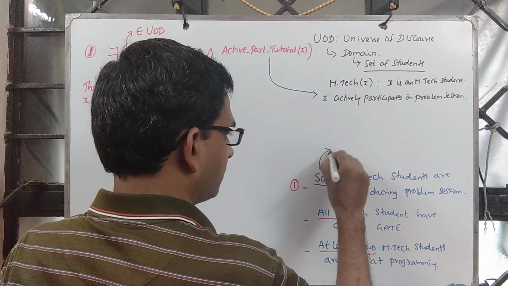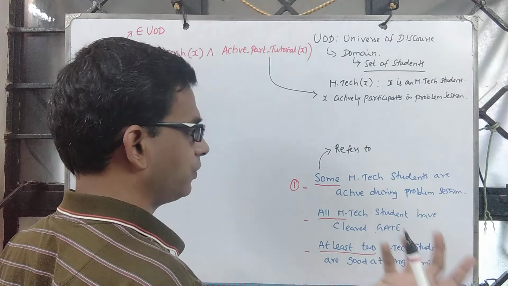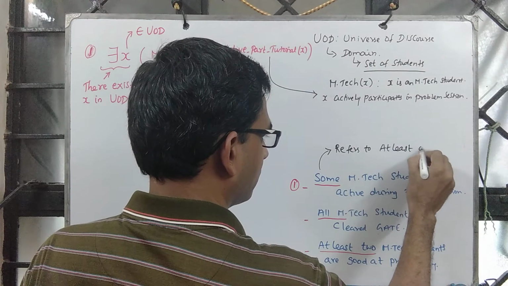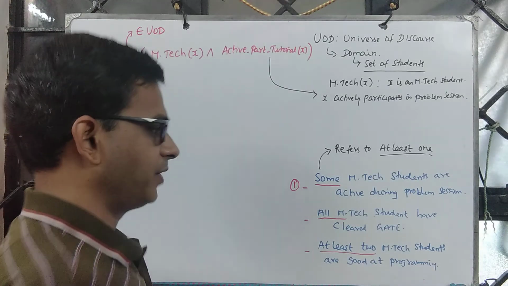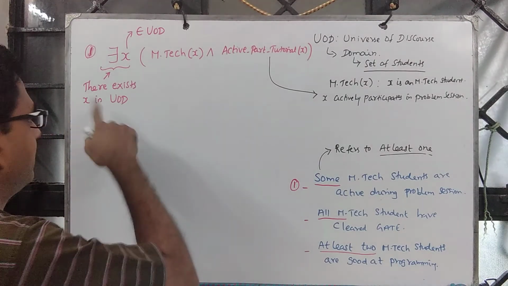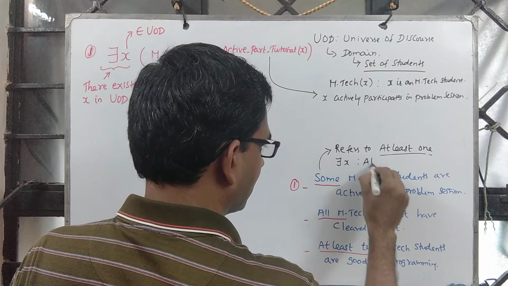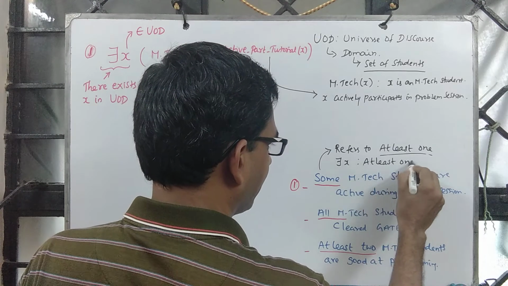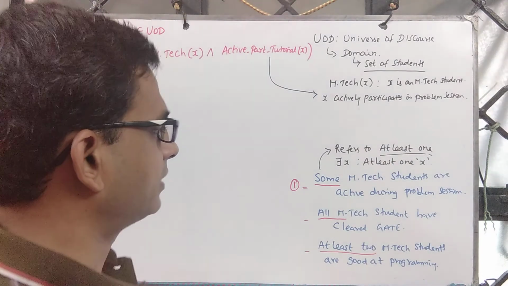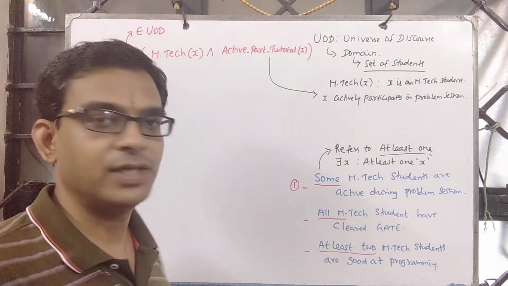The word some refers to, it is some, so we don't know. Is it 1, 2, 10? We don't know. It refers to at least 1. It may be 1, it may be 2, it may be 10, it may be 100. We don't know the exact number. There exists also same thing. When you say there exists X, which means at least 1 X. At least 1 X in UOD, satisfying the property that X is an MTech student and actively participates in problem session.